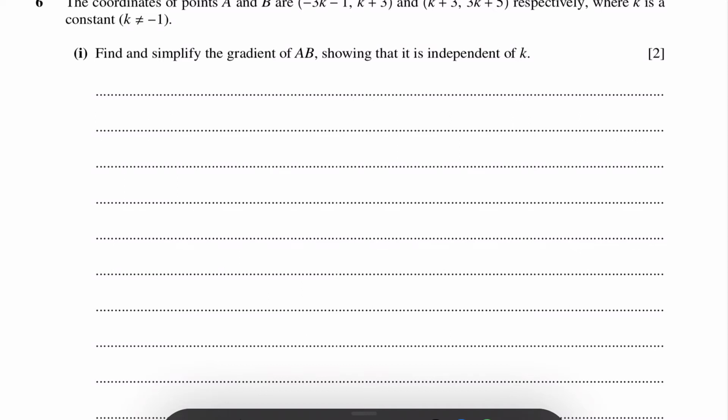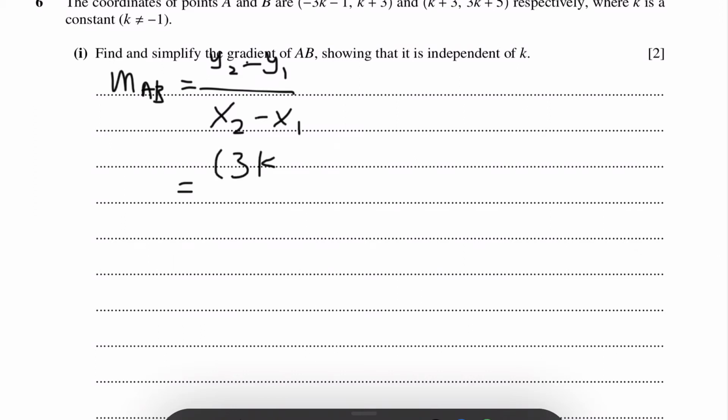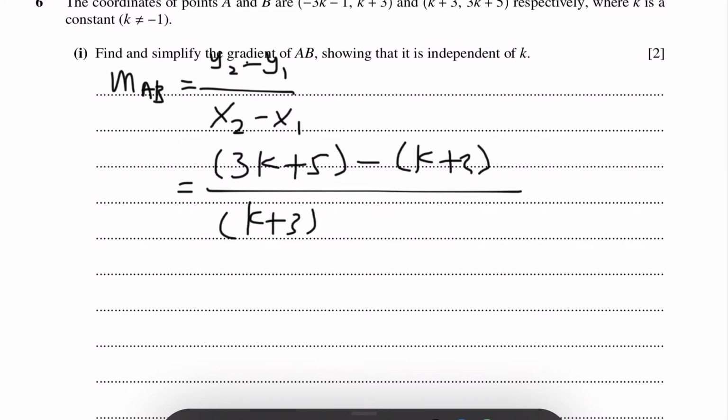The coordinates of point A and B are shown respectively, where k is a constant. So find and simplify the gradient of AB, showing that it is independent of k. To do this question, you need to first find the gradient of AB, which is y2 minus y1 divided by x2 minus x1, and input your values. This will give you 2k plus 2 divided by 4k plus 4.